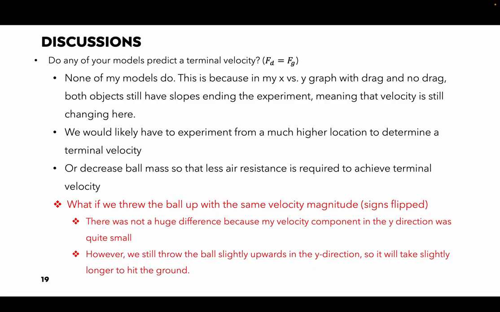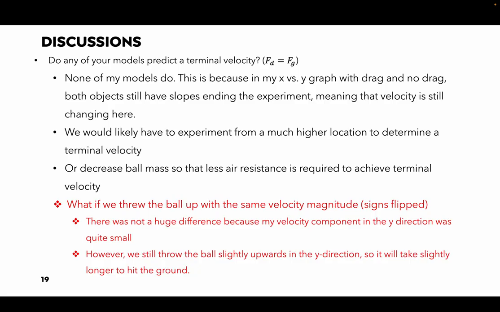Our discussion questions were: do any of your models predict a terminal velocity? None of them do. In my x versus y graph at the end of the experiment, there is still a slope to be seen. We would likely have to experiment from a much higher location or decrease ball mass in order to achieve terminal velocity.